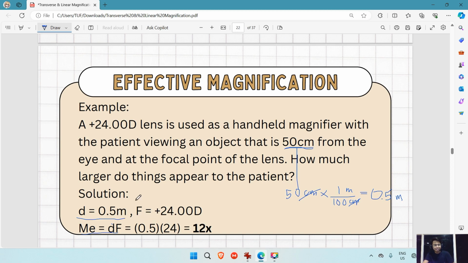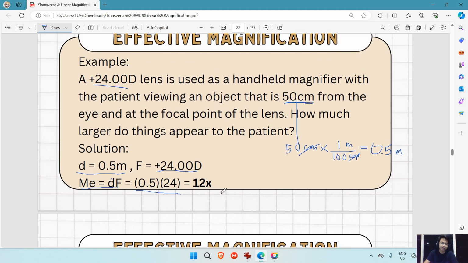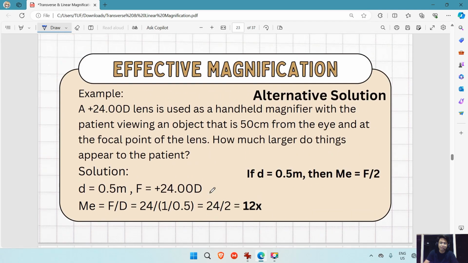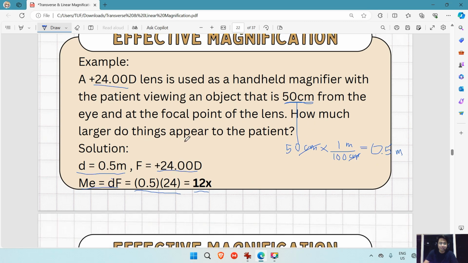And then for the F, it will remain unchanged because it is already in the dioptric power. So we can now solve for the effective magnification of 0.5 times 24 is equal to 12 times. So with this, we can interpret that the patient perceives the images 12 times larger.